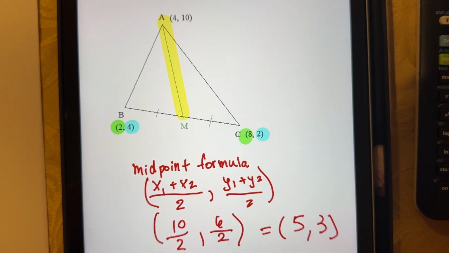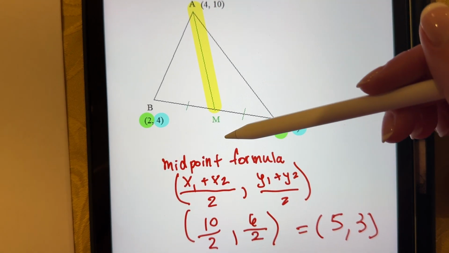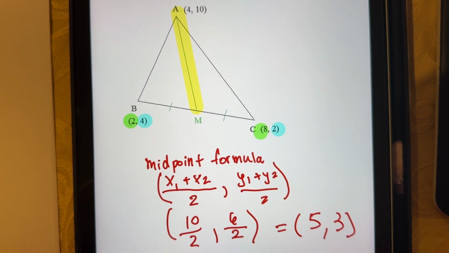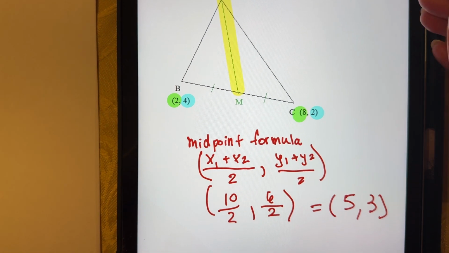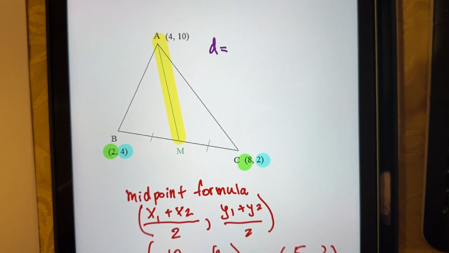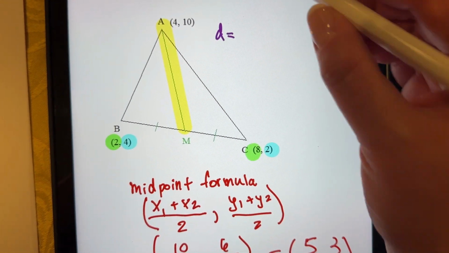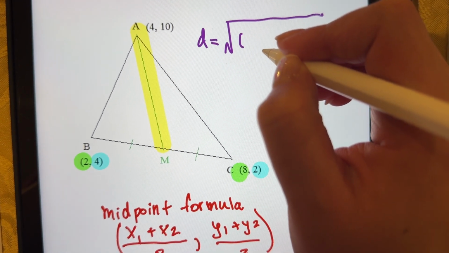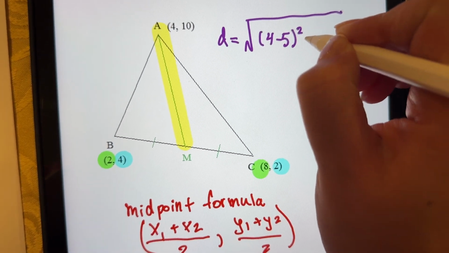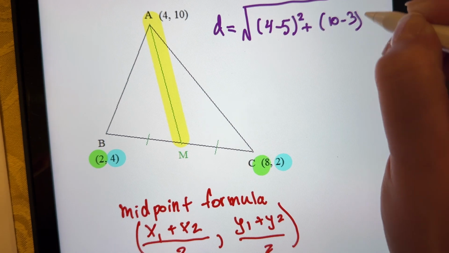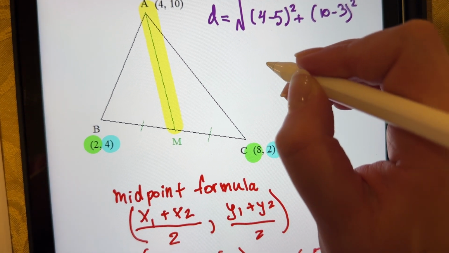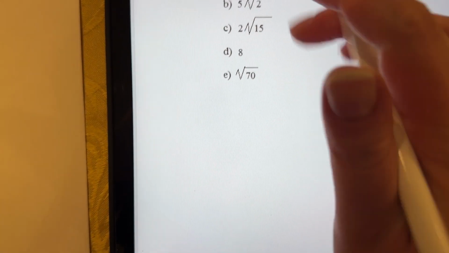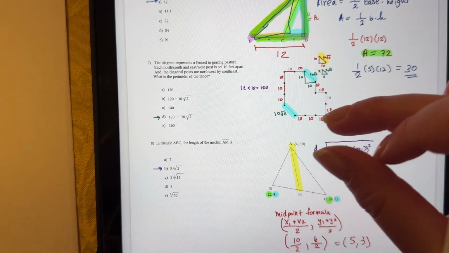Now, I need this middle point in order to do the distance from A to M. That's what I'm trying to figure out, the distance, aka the length of this median AM. So the second formula we're going to use is the distance formula, which also, coincidentally, always shows up on the ACT. So 4 minus 5 squared plus 10 minus 3 squared. If we write this all out, this simplifies to the square root of 50, which is 5 root 2. That's the answer for B, because that is the length, aka the distance that we're trying to solve.